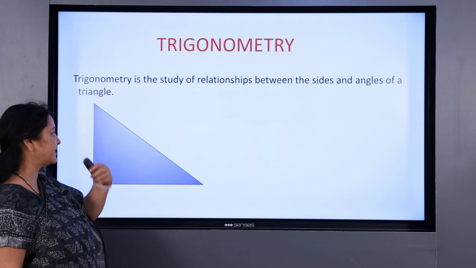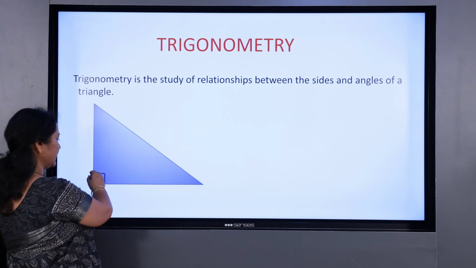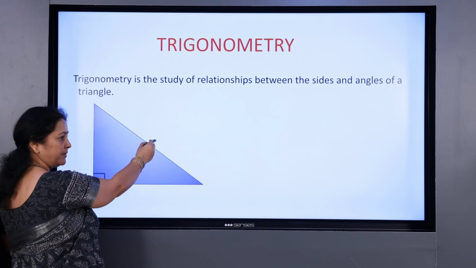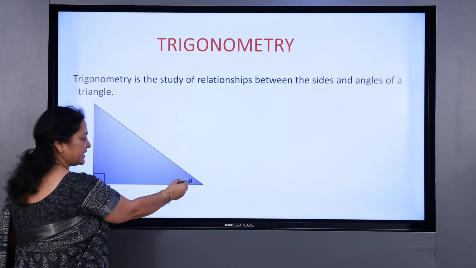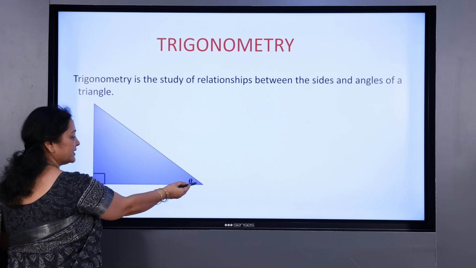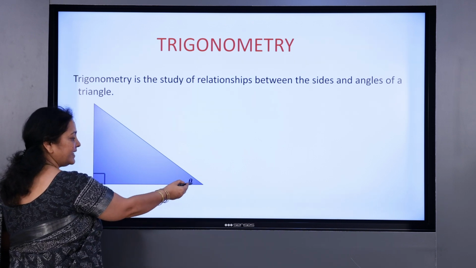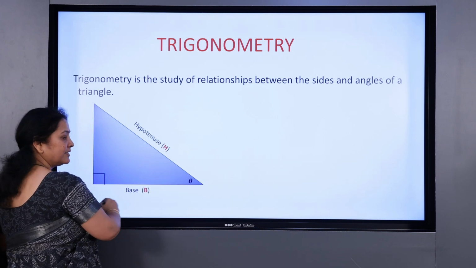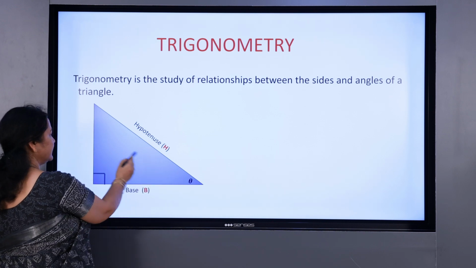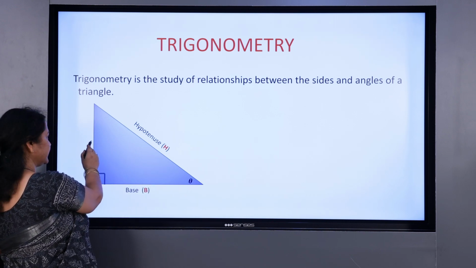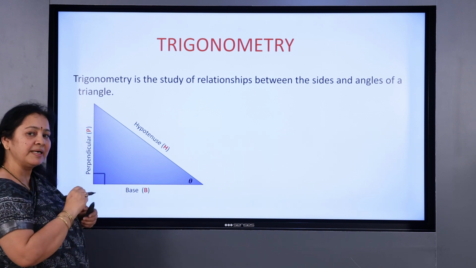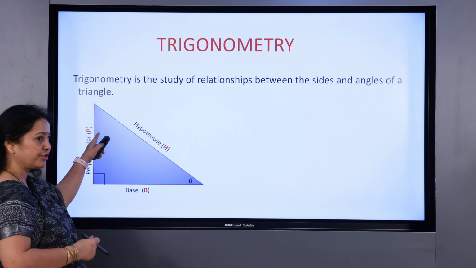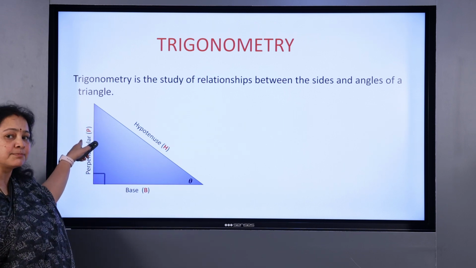So let's consider a right angle triangle. Now we all know that this is the right angle and the side opposite to the right angle will be the hypotenuse, and let's consider this angle is theta for us. The side adjacent to the given angle theta is nothing but the base. I denote it as B. And the side opposite to the given angle theta is nothing but the perpendicular, or we can just say it as opposite side. Some of us use that notation too, right? We are going to denote it as perpendicular P.